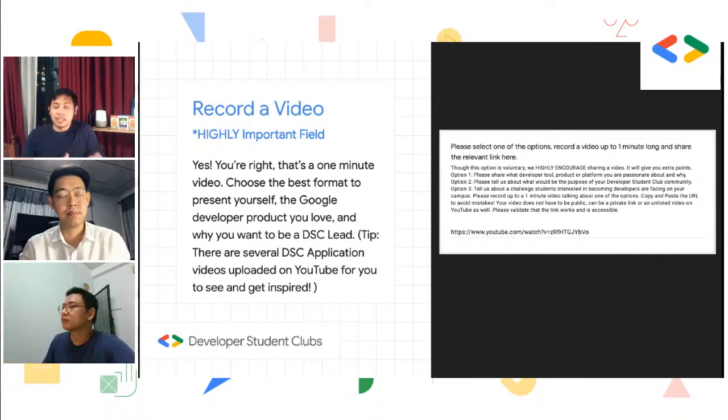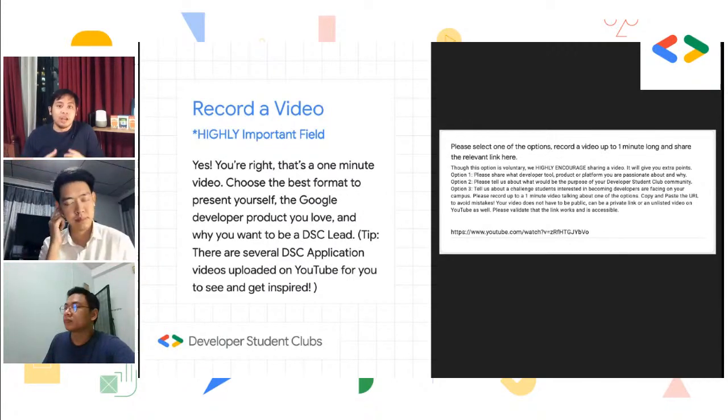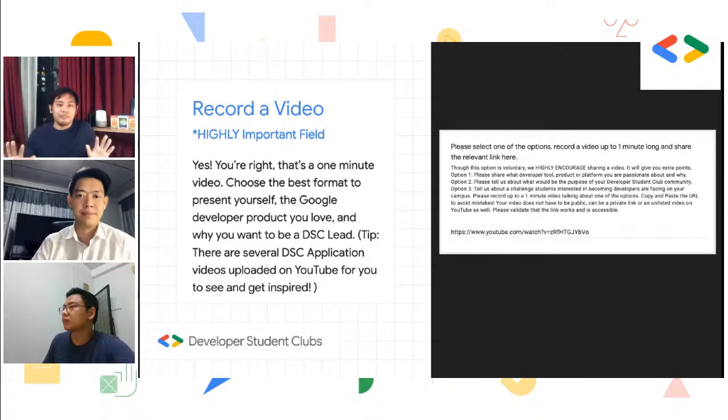There's a little bit of a twist about this year's video submission, because last year the question was, why do you want to become a DSC lead? Rather than this year, we gave you 3 options that will be explained later by Plob, and he will be sharing more on how you can create the video. We also prepared some sample videos for you that you can learn from, and I think you will love some of these ideas as well.